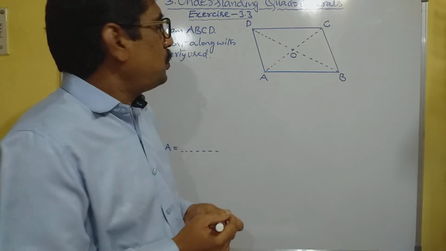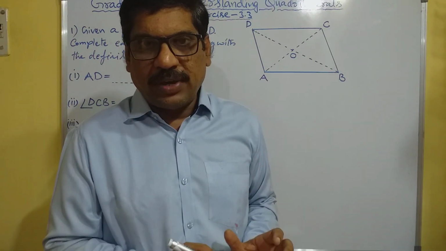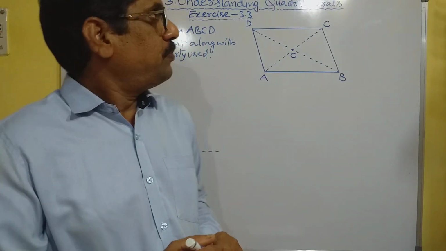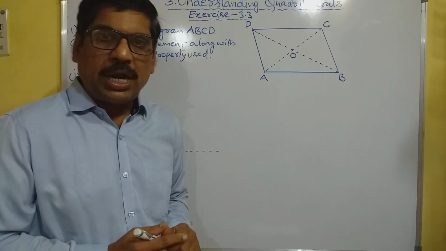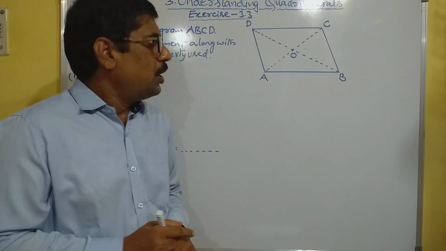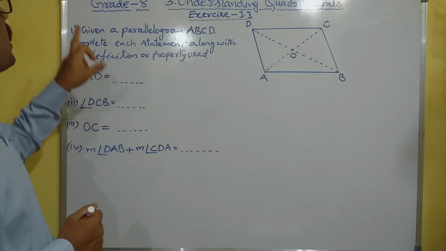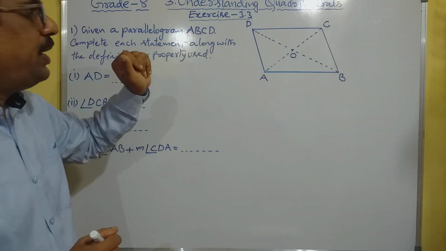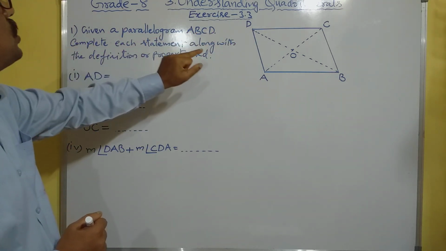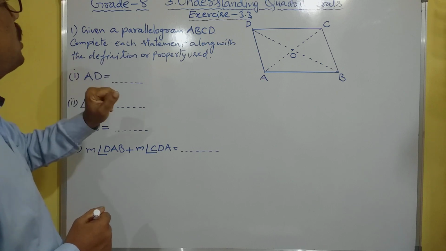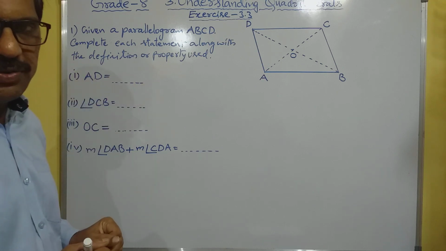Today we are going to solve the problems from exercise 3.3, from the chapter Understanding Quadrilaterals. Okay, look at the first problem. Given a parallelogram ABCD, complete each statement along with the definition or property used.